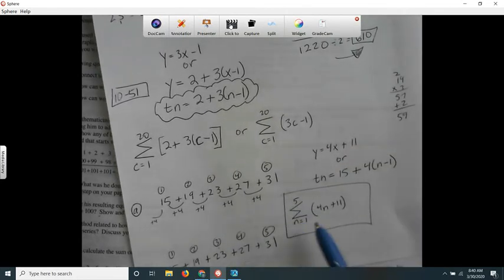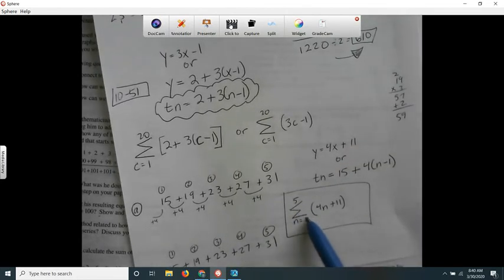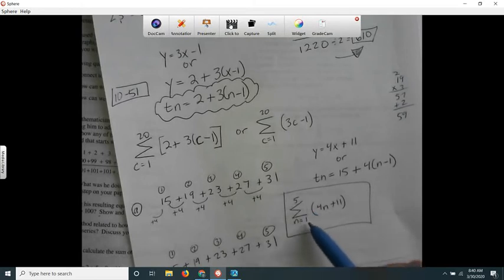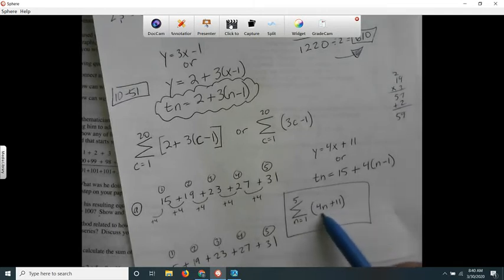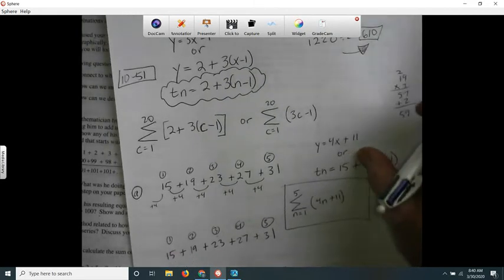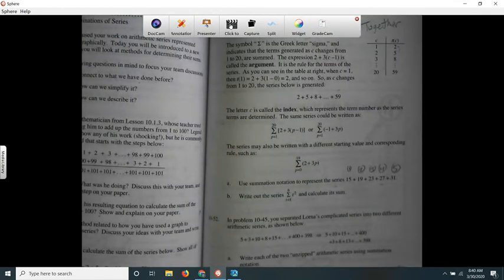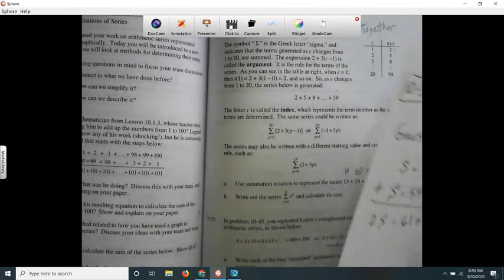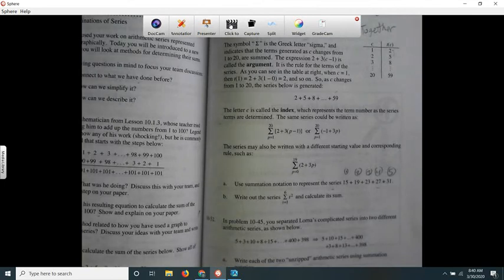So basically you just write this funny shaped thing, this sigma. You say where you're starting and ending at, so the first term to the 5th term, and then you write this argument here. Okay, and this is your x value. It's your index. Okay, and then letter B says, how can you use your expression to write an expression for Lorna's complicated series using summation notation?